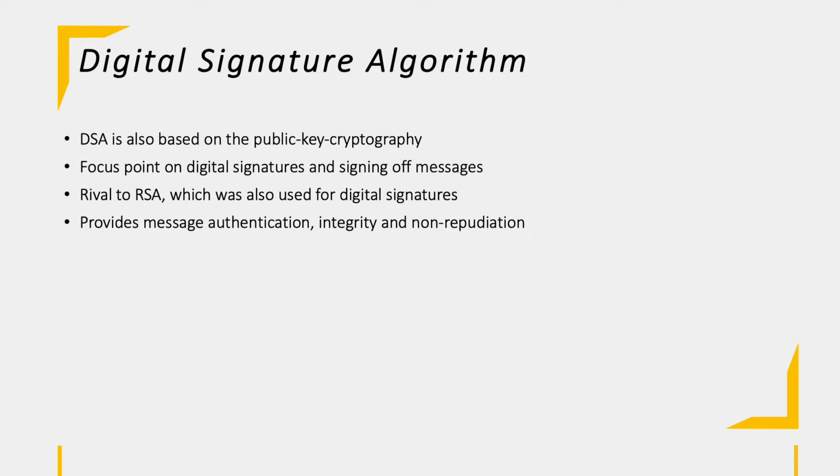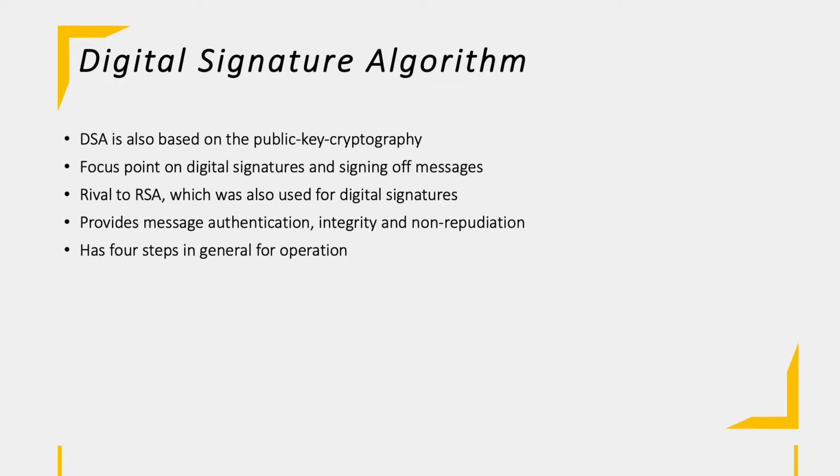DSA provides message authentication, integrity, and non-repudiation. For this, we need to recall from the first sessions where we talked about the key principles in IT security. Integrity ensures the message is not being altered. Non-repudiation means the sender cannot say, I didn't send it, and on the other hand the receiver cannot say, I've never received it. That's pretty much what we learned in the first, or was it the second video? I'm not too sure.